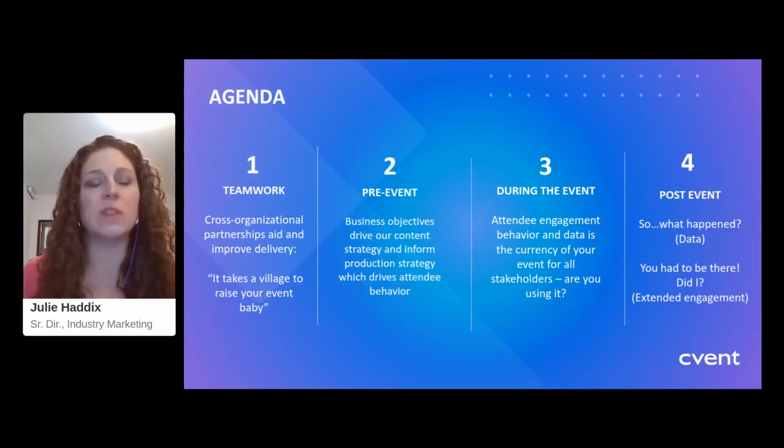Then we'll get into the on-site during event. What is it that we're doing? How are we engaging our attendees? How are we really ensuring that we provide that successful event during and on-site?